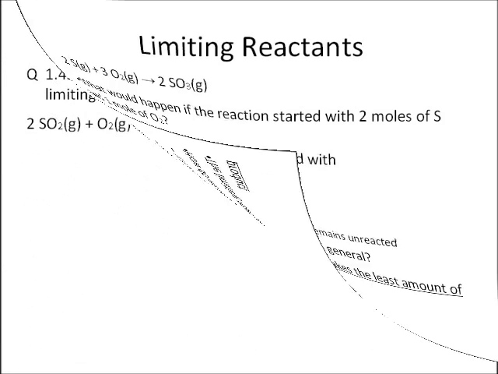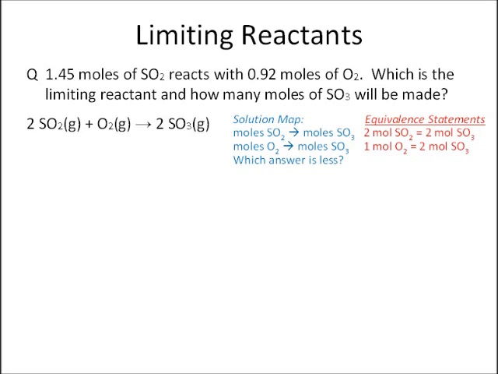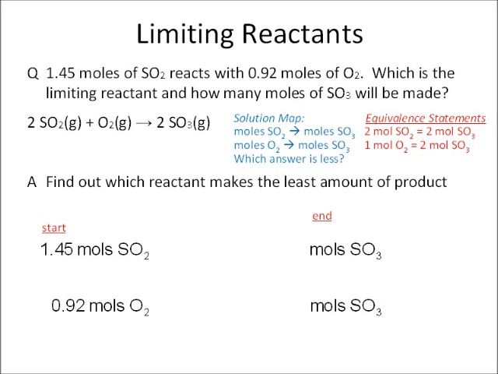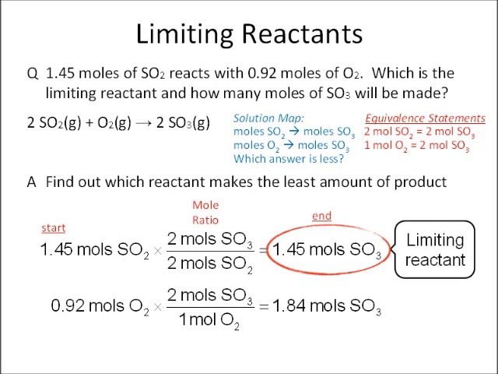So here's an example with sulfur dioxide combining with oxygen gas to make sulfur trioxide. Our solution map is to go from moles of reactant to moles of product in both cases and look at which answer is less. So we're going to start with the numbers given in the problem for both of the reactants. We're going to use a mole ratio based on the balanced chemical equation, and we're going to arrive at an answer in terms of moles of product. Then we look at the 2 numbers and decide which one is less, and that's going to tell us that the sulfur dioxide is the limiting reactant.